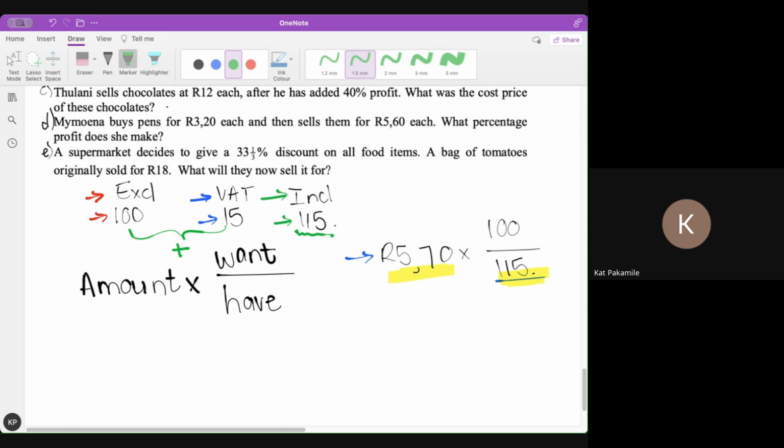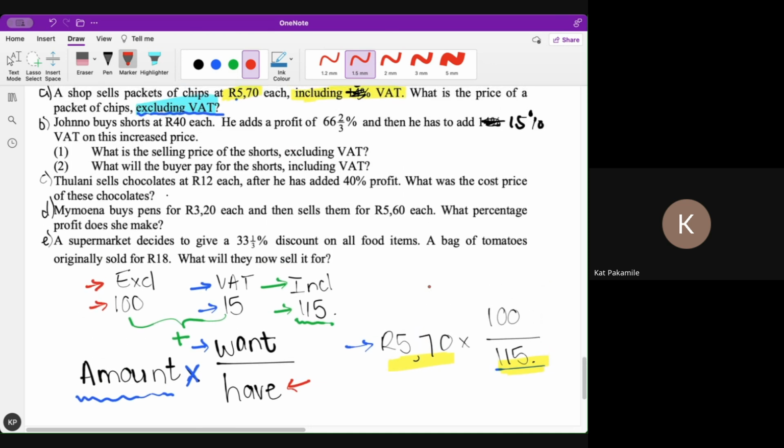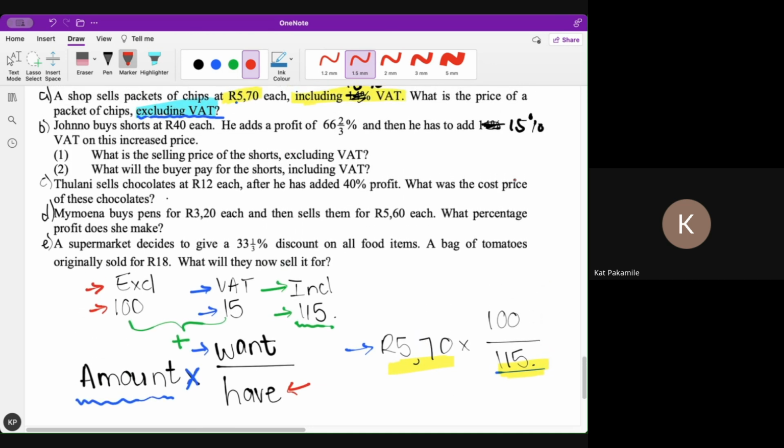Okay, now the method that we use is you always take the amount you were given, whatever you were given in rands, okay, and you multiply it by, this is called dimensional analysis, guys, but you'll get there when you do physics, okay? You multiply it by the percent, the aspect that you want, over the one that you have. This is what I mean by that. Okay, Leachile, I hope you're still with me. We were given 5 Rand 70. Do you agree that that is our amount in this case?